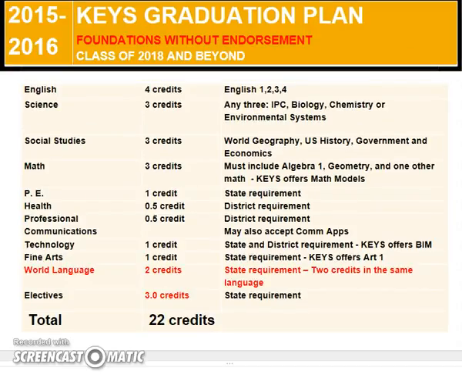For the Foundations Without Endorsement plan, you can see that everything is the same except for the world language. So those of you that are class of 2018 and beyond, you will have to have 2 credits of a foreign language. So that's 2 credits in the same language, such as Spanish 1 and Spanish 2. That would work. And also you'll notice here that the electives are now 3 credits instead of 5. But both plans have a total of 22 credits to graduate from high school.